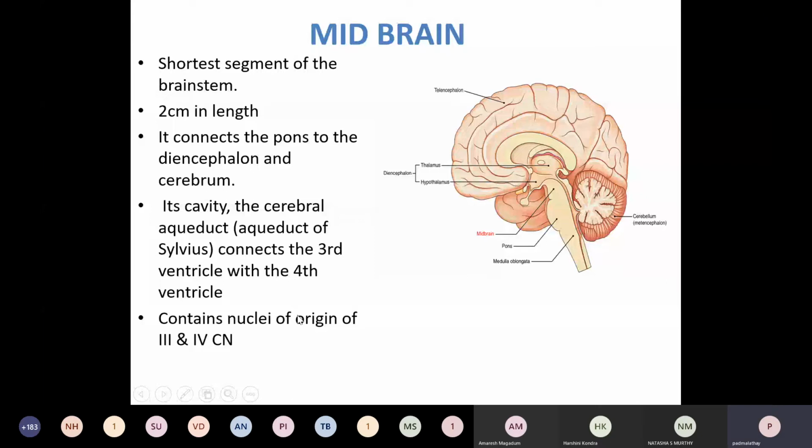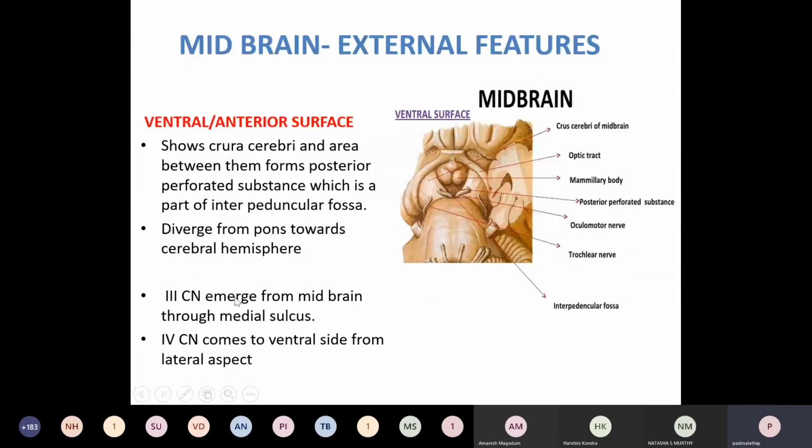So the external features of the midbrain: similar to the pons, there is a ventral surface and a dorsal surface. What you are seeing is the ventral surface of the midbrain. It shows two crura, which are called the crura cerebri. Lying in between the two crura cerebri, there is the posterior perforated substance, which is a part of the interpeduncular fossa, which is present on the base of the brain.